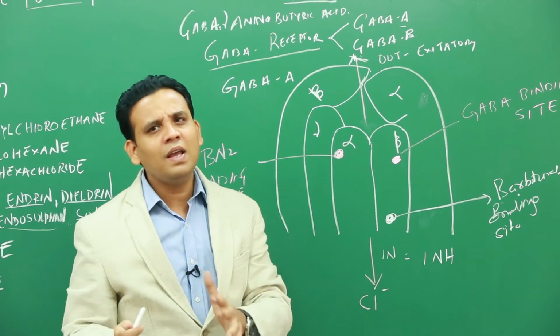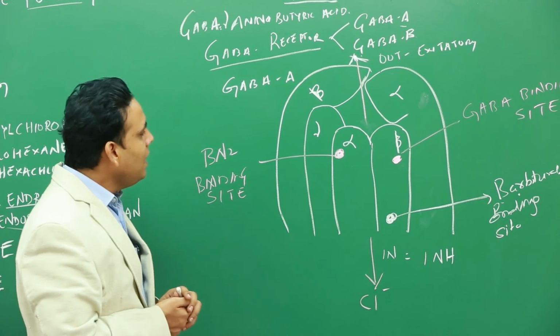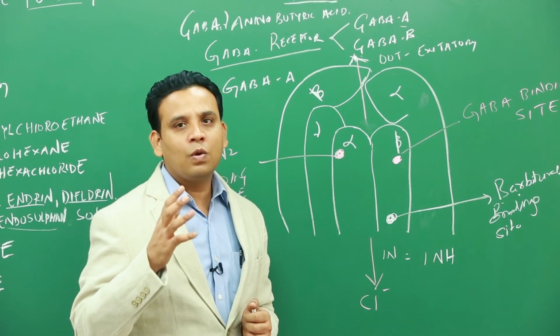How is this GABA related to organochloride poisoning? It mainly prevents the action of GABA. It prevents the chloride channel opening.